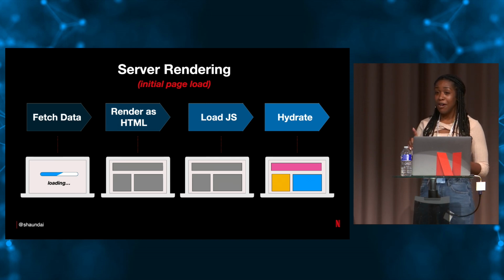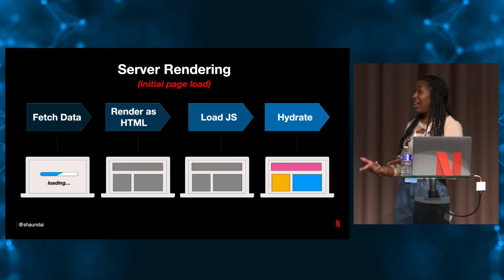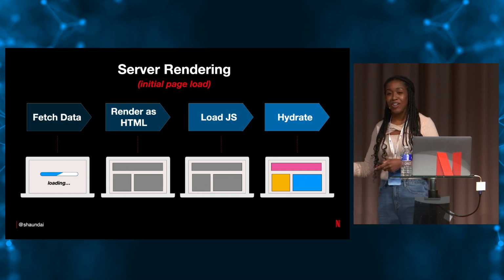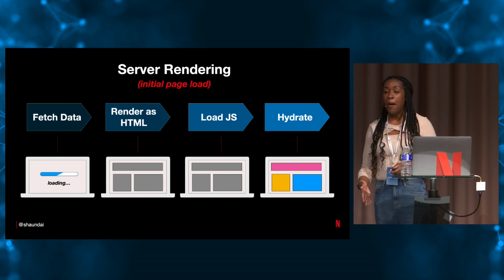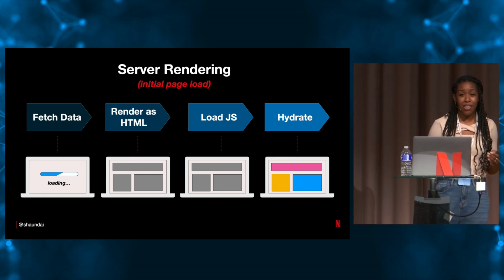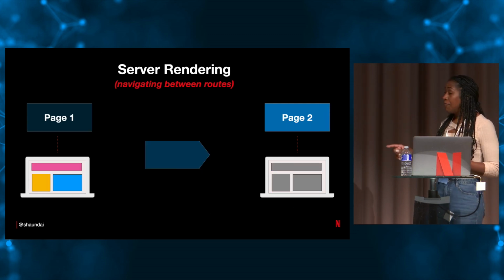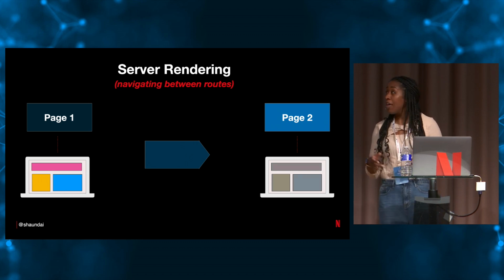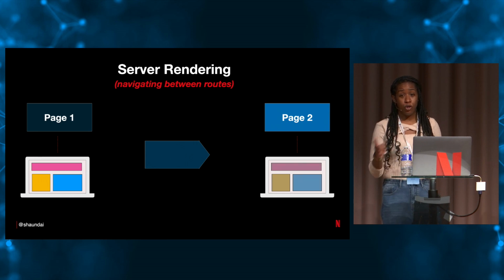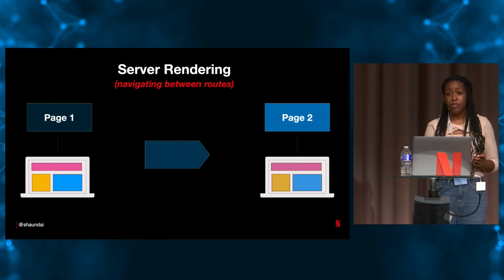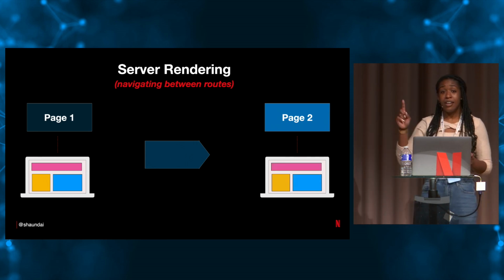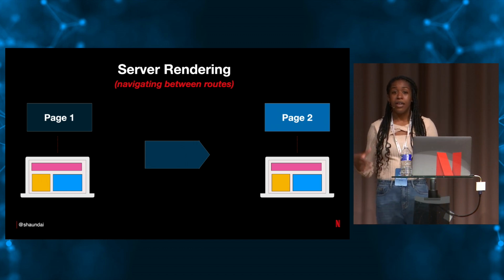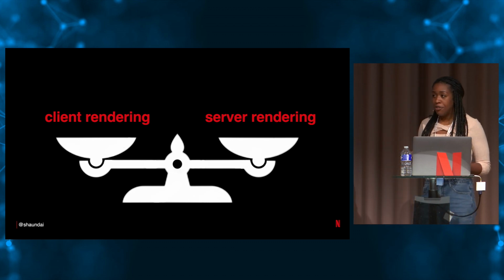Okay? Now, this is an optimization on client rendering because your users aren't looking at that blank screen. But now we've introduced another performance issue, a new one. Because anytime we click between routes in our app, we have to kick off that process all over again and run through all of those steps all over again for each page, making navigation between routes in our app seem not as performant. So we have this trade-off.